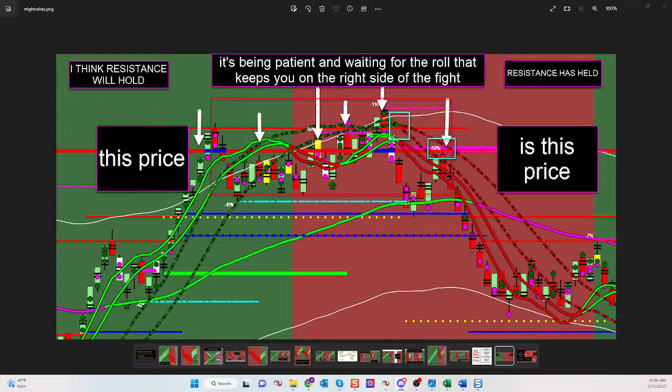In this price, right at resistance that's likely to hold, is the exact same price when it has held. As it comes into resistance, there's a fight, right? The triggers are up, the momentum is up, but the area is down. We know that it has the potential. And if you keep trying to get into that trade, you find yourself getting run over a lot. And it's being patient, waiting for the roll that keeps you on the right side of the fight. Going from I think resistance will hold to resistance has held. And you'll see that this price is very often that price.